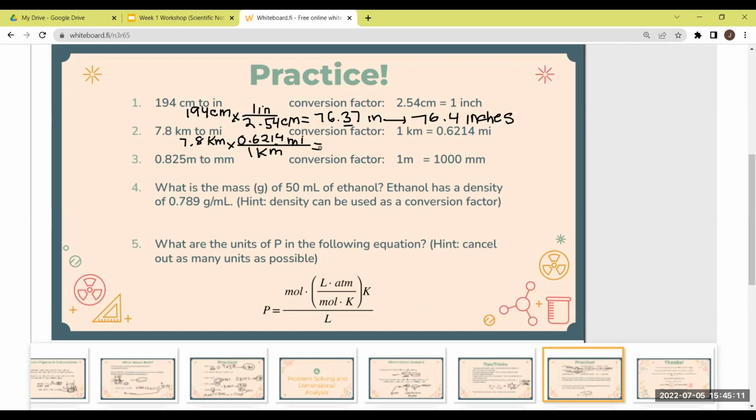And then if we put that into our calculator, we're going to get an answer of 4.846. And then if we take into account significant figures, we're going to have 2 in our given, so we're going to record only 2 in our answer. So we can report this number as 4.8 miles.